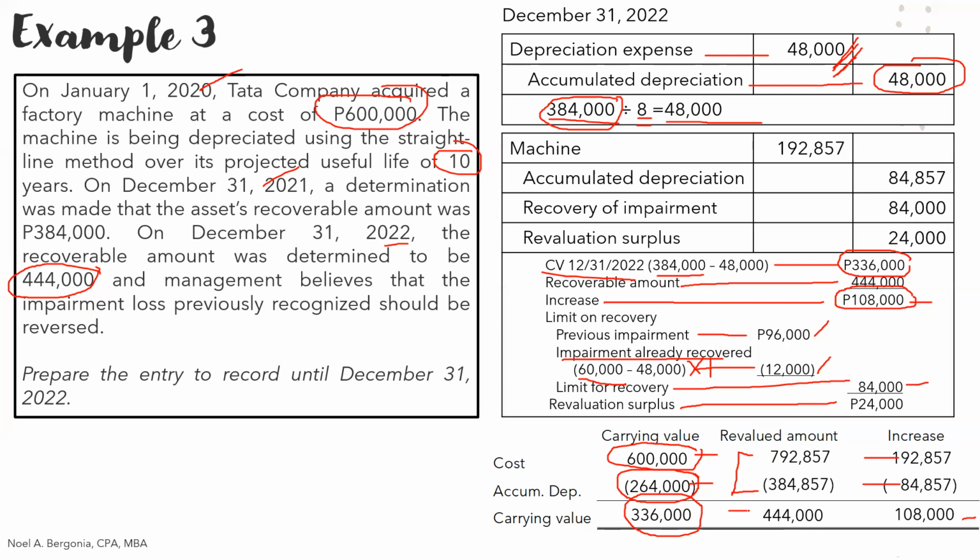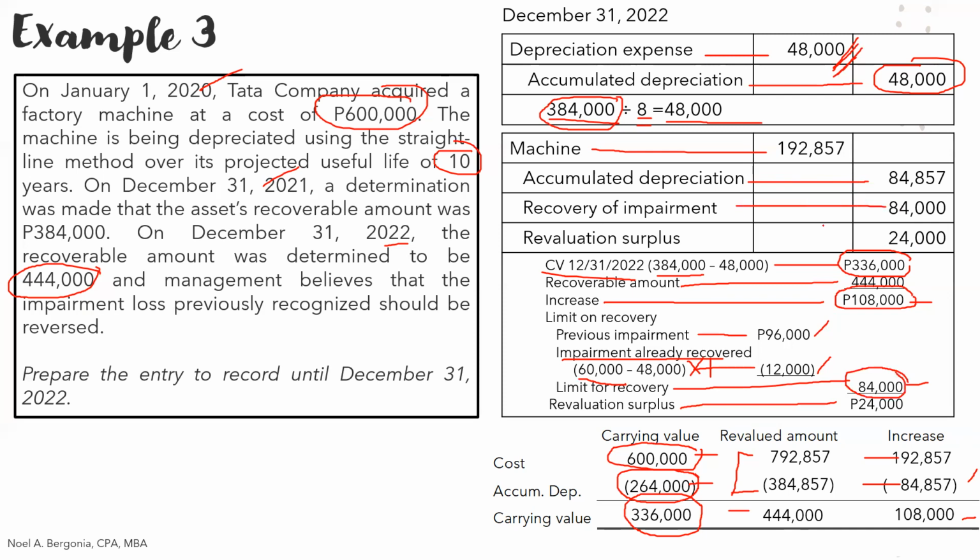Okay, so to record our recovery and the revaluation, so we debit the machine, yung proportionate po na 192,857. Then we credit accumulated depreciation, yung increase po natin na 84,857. And then remember, we have 84,000 na recovery. So we credit recovery of impairment na 84,000.